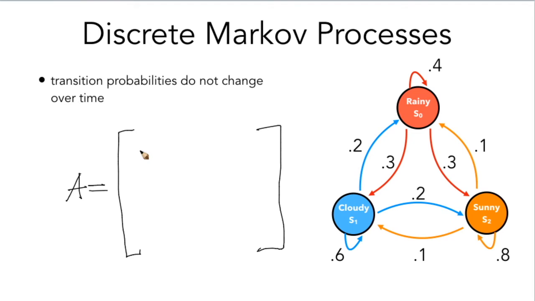So the first entry here would be A00, and that would correspond to the probability of 0.4, because this is the state transition from S0 to S0. S01 indicates the transition from rainy to cloudy and would therefore be 0.3. Similarly, S02 would indicate the probability of jumping from a rainy to a sunny day.